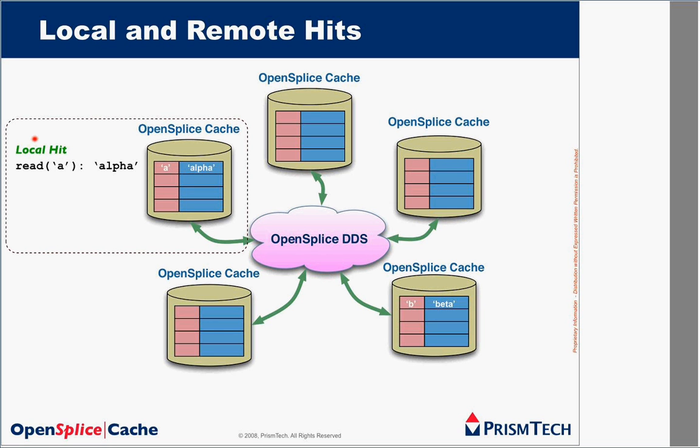But if later on I try to read B, as you can see, B is not necessarily on my cache right now, so this will be resolved through an internal protocol, a very optimized protocol, in order to deliver to the application running on this node the mapping between B and beta, so the key-value pair B beta, and thus beta to the application running on this node. So in this case, it's still a hit because the value is on the distributed cache, but as you can see, it's a remote hit.